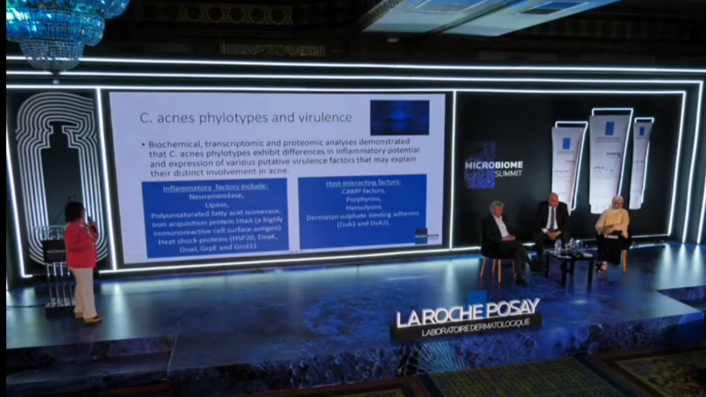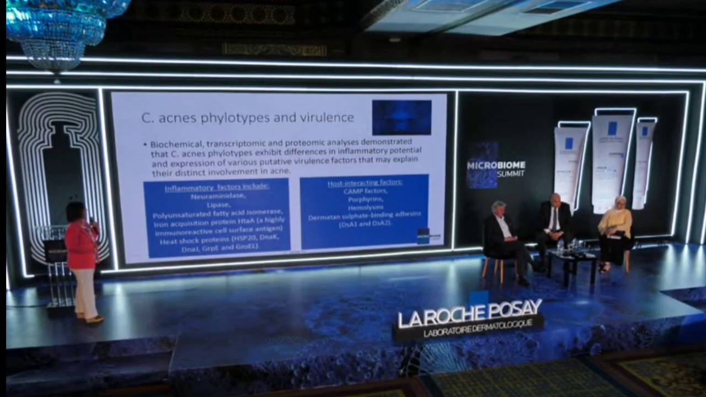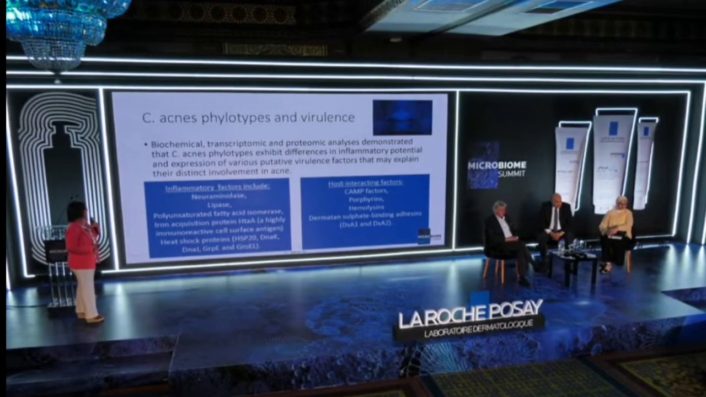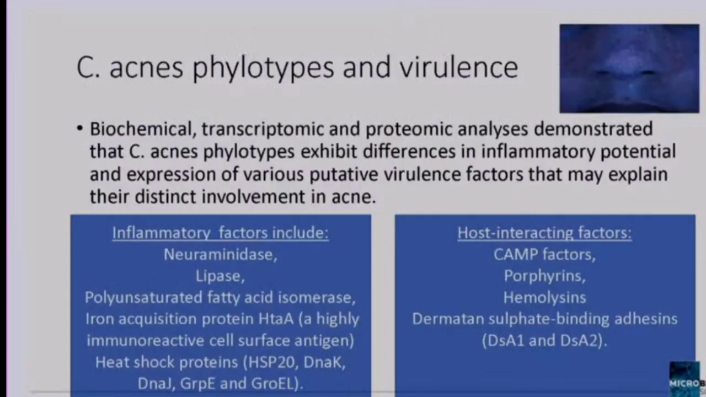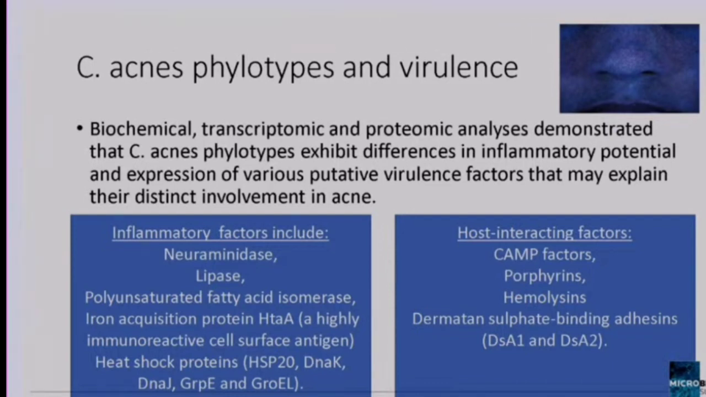So, Cutibacterium acnes phylotypes are also related to virulence, and there are inflammatory factors that are produced by the phylotypes that produce acne, including neuraminidase, lipase, polyunsaturated fatty acid isomerase, iron acquisition protein, heat shock proteins, etc. And there are host interacting factors, including porphyrins, hemolysins, dermatan sulfate binding adhesins, etc.